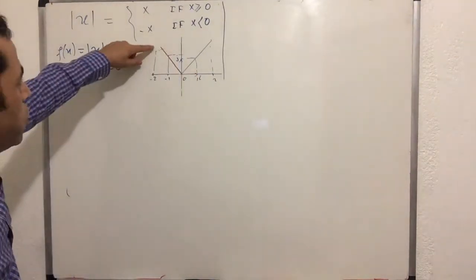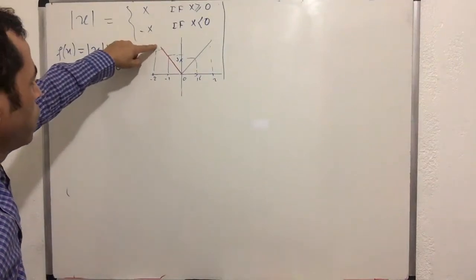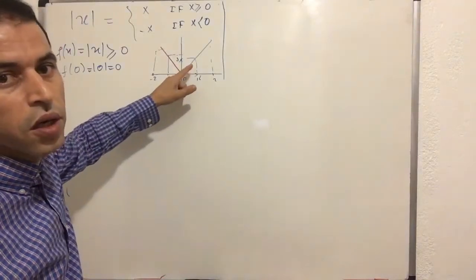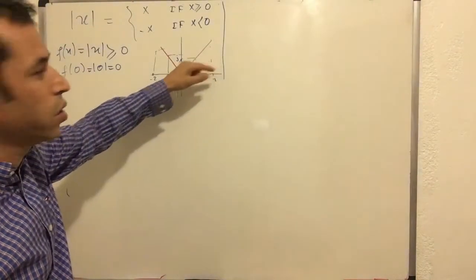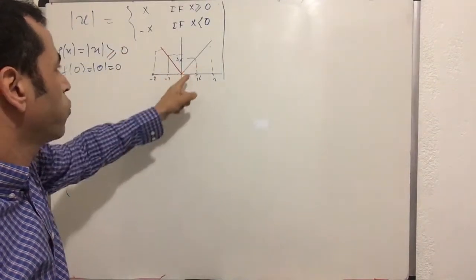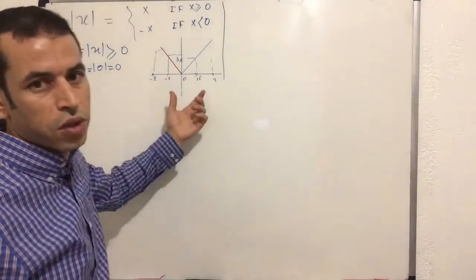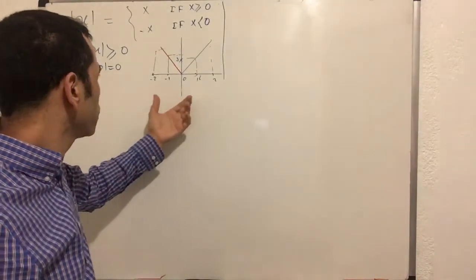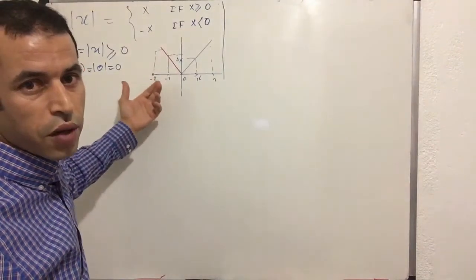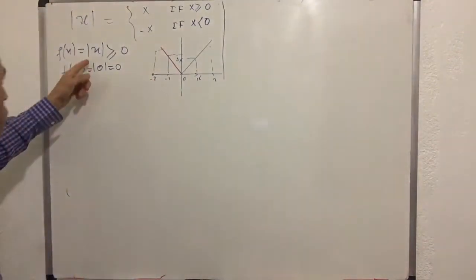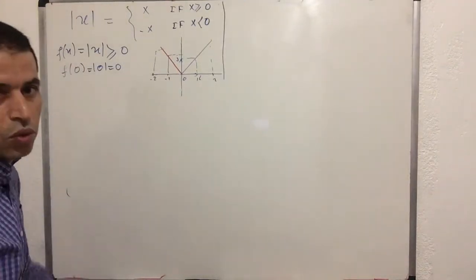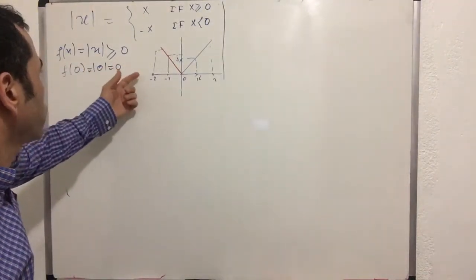So your function is decreasing, and then we get to 0, f of 0 equals 0, and then it starts going up again, increasing. This is decreasing from minus infinity to 0 and increasing from 0. That's not the important thing. The important thing, we are looking for the positivity of absolute value. So absolute value of x is always positive, including 0. F of 0 equals 0.